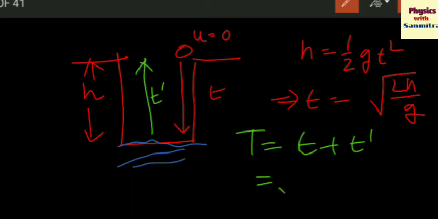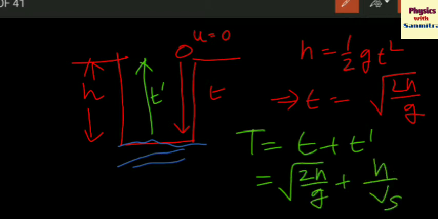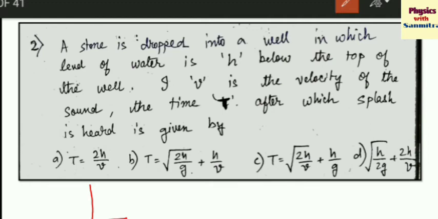So what is t? t is root over of 2h by g. And what is t dash? t dash is very simple, h by vs, that is the distance, height by vs, where vs is the velocity of sound. So that is our answer, and our answer is option B.